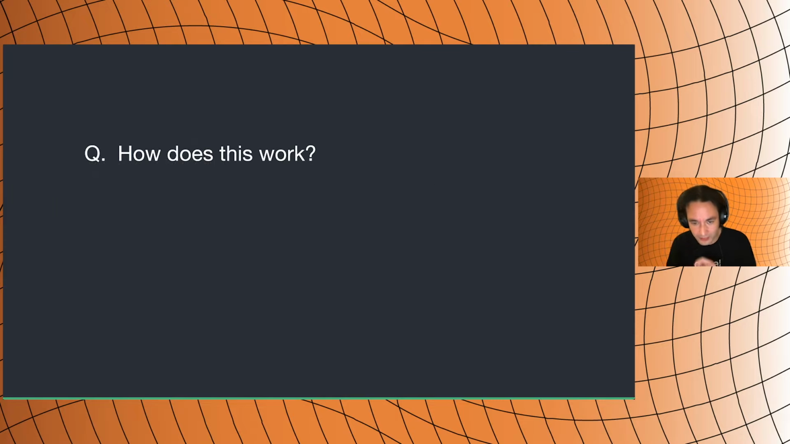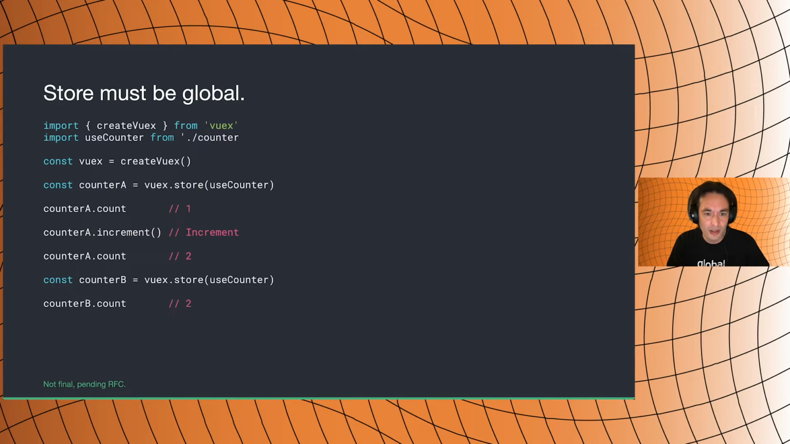Now let's deep dive on this one. How does this whole vuex.store thing work? And why do we need it? At first, let's see what we need here. As a Vuex, we need stores to be global, which means we should be able to do this. In this slide, you can see that we are calling useCounter twice. So we have a counterA object and a counterB object. And these two have to be the exact same store because it's a global state, right?